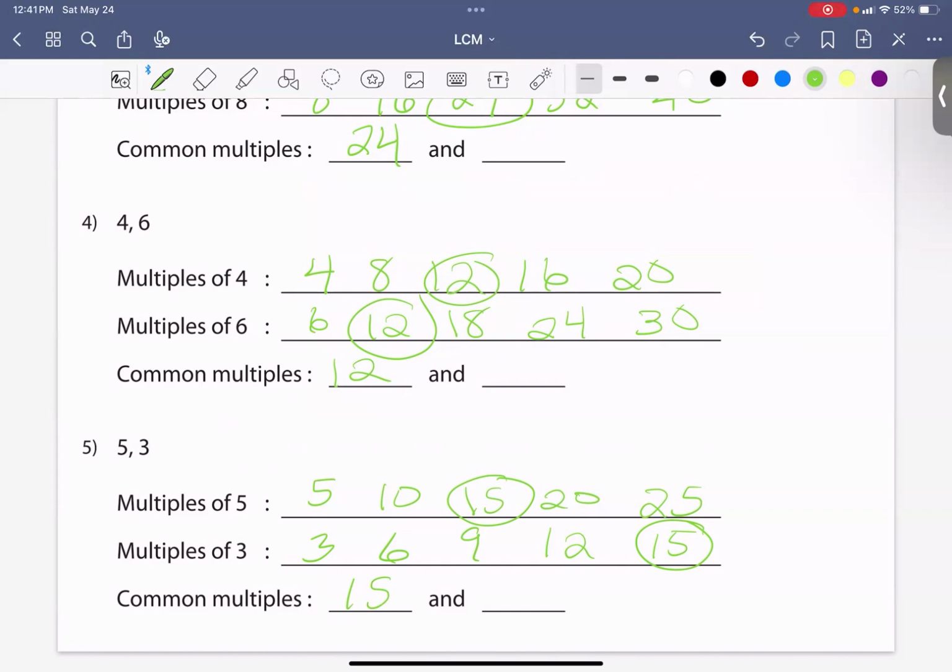So this is how you find the least common multiple of a number, and this will help you when you're adding fractions so that you will not have to reduce your fraction answer.